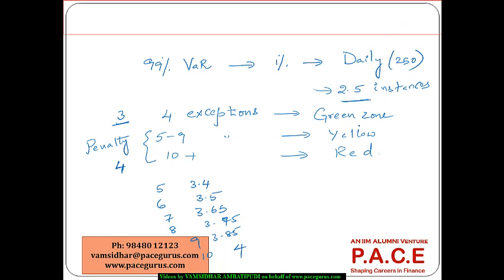And whenever the exceptions come into the yellow zone, the penalty is purely up to the supervisor. That means there is some level of flexibility that has been created in the process, and it is purely based on the reason for the exception.